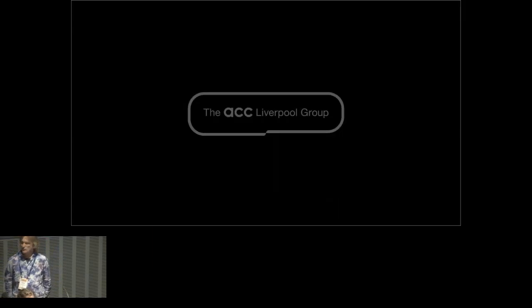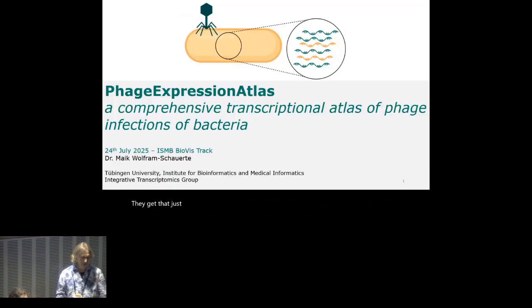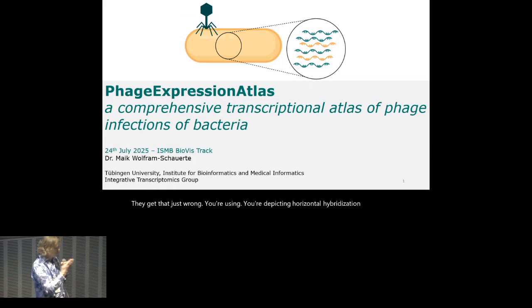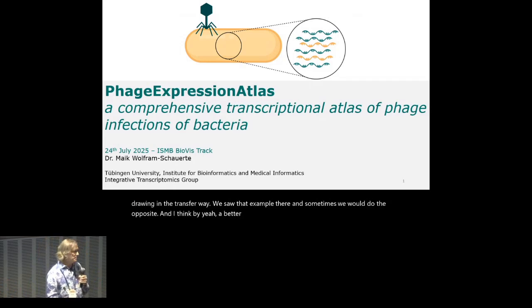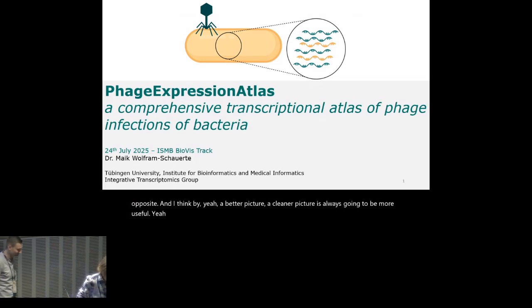Do you think that it will change the perception of horizontal gene transfer and more complicated evolutionary stories as a thing that people need to communicate? I think people, first of all, have to distinguish between transfer view and combining view. Quite often they get that just wrong. They're depicting horizontal hybridization, but drawing it in the transfer way. We saw that example there, and sometimes people do the opposite. And I think a better picture, a cleaner picture, is always going to be more useful. Yeah, thanks very much.